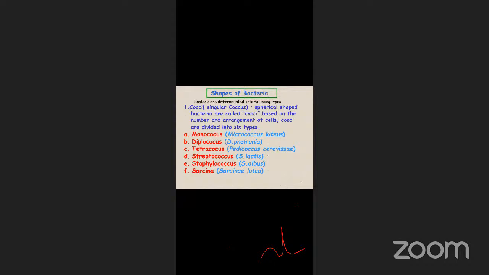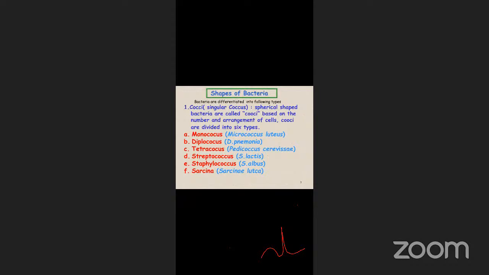Cuboidal arrangement of eight cells. In a cuboidal shape, you see only four cells on the outer side, but the remaining four cells are on the inner side. These are the Sarcina type of bacteria. The example is Sarcina lutea. Okay, these are the shapes of bacteria.